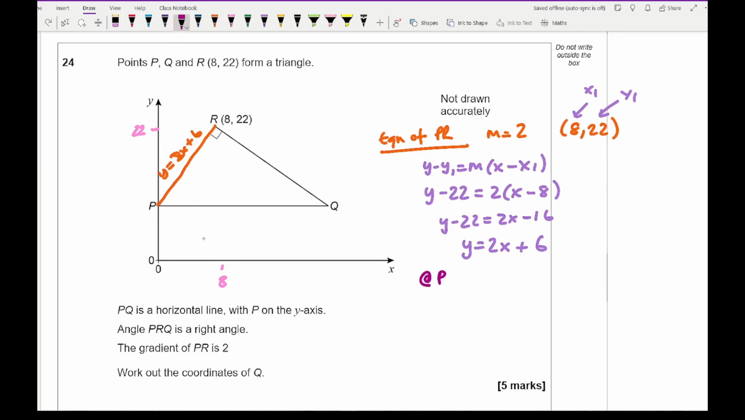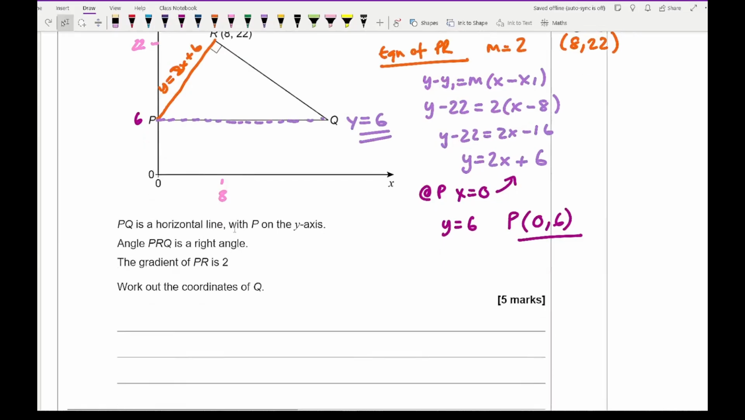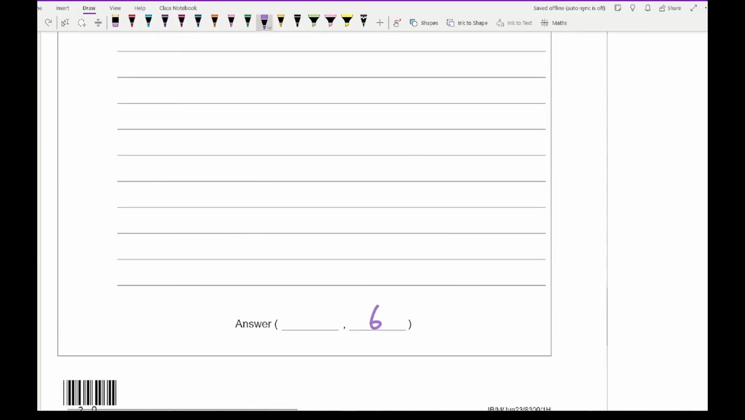Now using this, what I can then work out is what P is. So at P, x equals 0. If I substitute 0 into the equation y equals 2x plus 6, it's going to equal 6. So that gives me a coordinate of 0, 6, and so P is at this point here. Now, this line here is a horizontal line as it states, and that line there is going to be y equals 6. So from this, Q is going to have a y ordinate of 6. So if I just go back and start by writing 6 there.